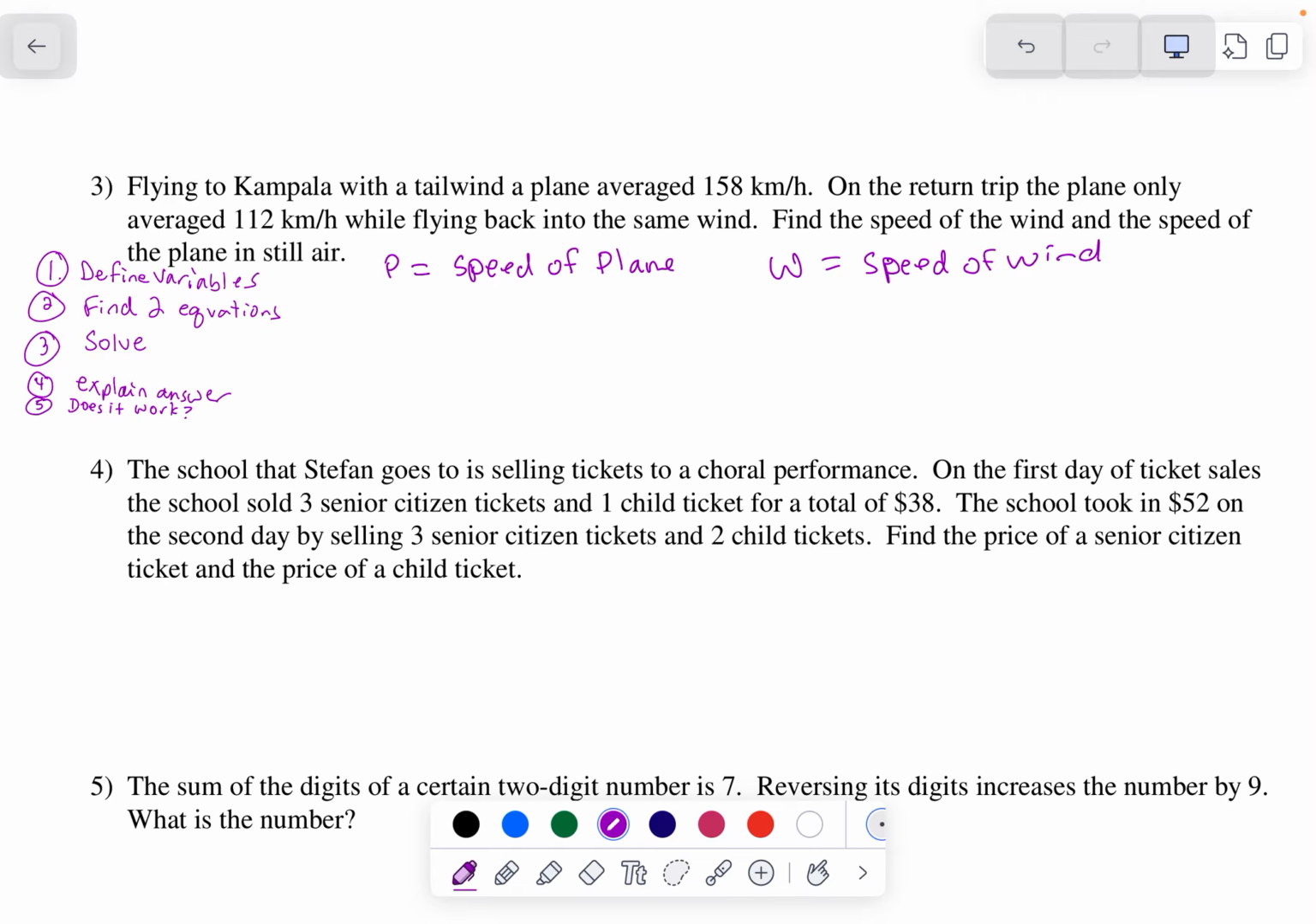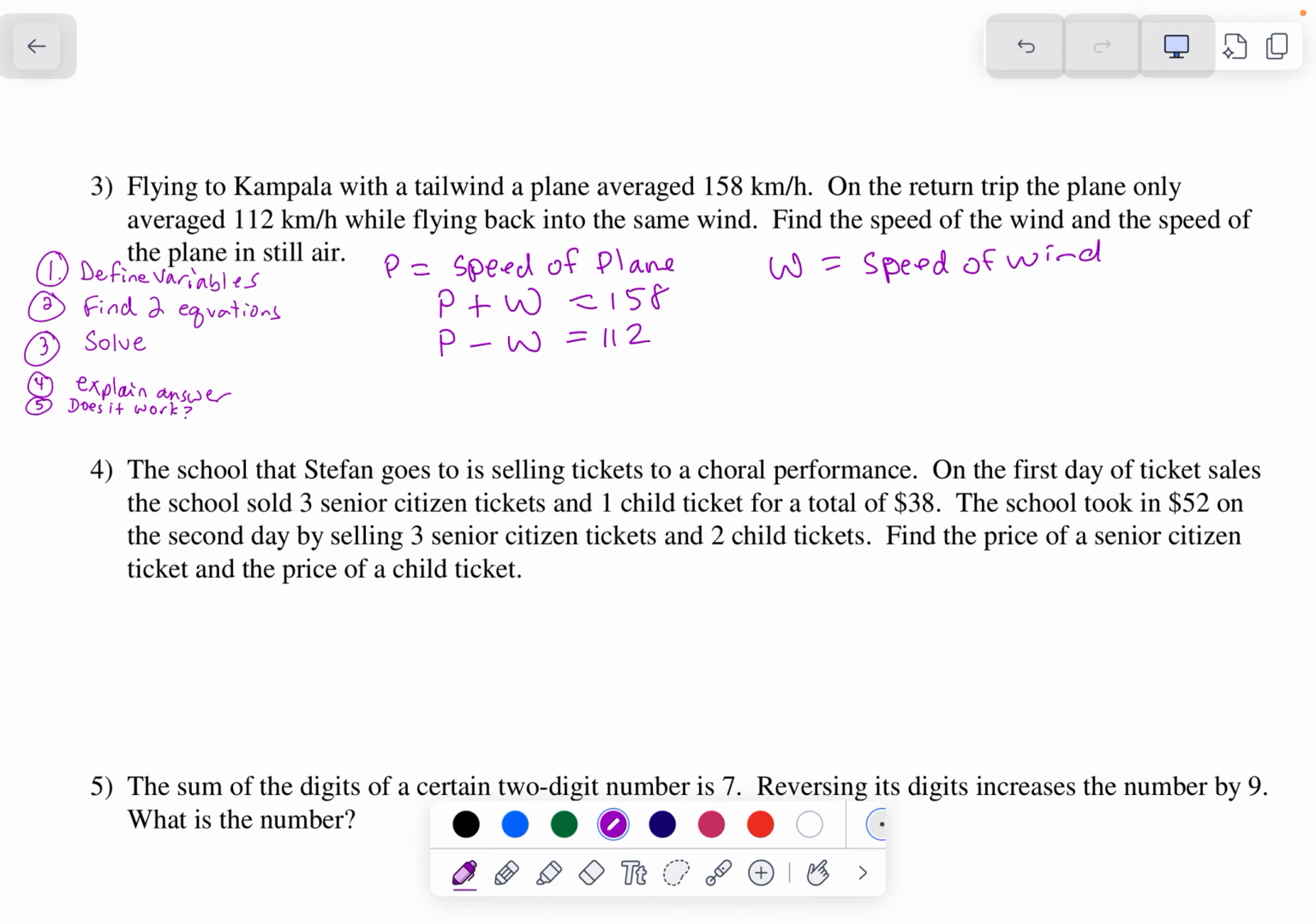I know that the plane plus the wind, so when the wind is pushing the plane and they're working together, they went faster. They went 158 kilometers per hour. But on the return trip, the wind is pushing against the plane. The plane is fighting the wind. So the plane minus the wind is 112.